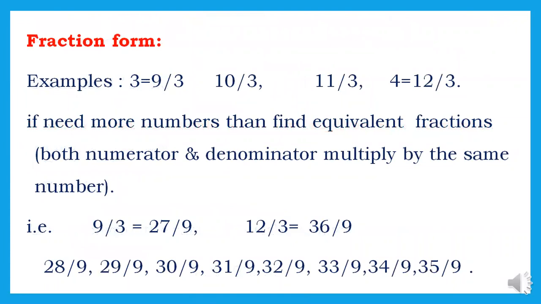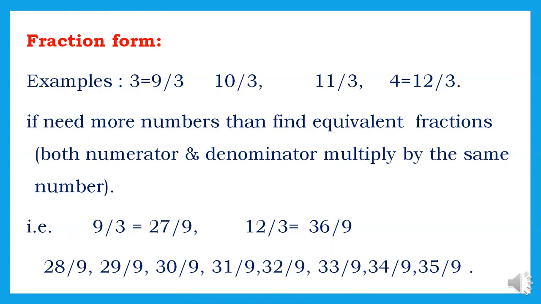Next, fraction form. Here also I am going to take the same example, write rational numbers between 3 and 4. For this, in fraction, I am going to convert this whole number 3 into fraction form. It means 3 can be rewritten as 9 by 3. If you divide 9 by 3, you get 3. Similarly, 4 can be rewritten as 12 by 3. 9 by 3 and 12 by 3 are the two rational numbers. In between that, 10 by 3 and 11 by 3 are two rational numbers.